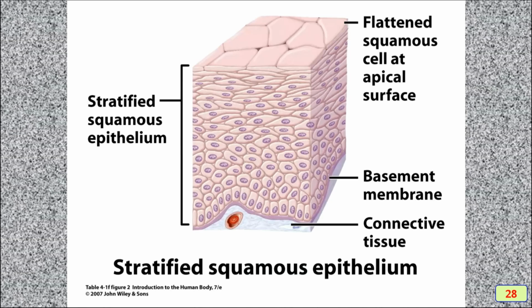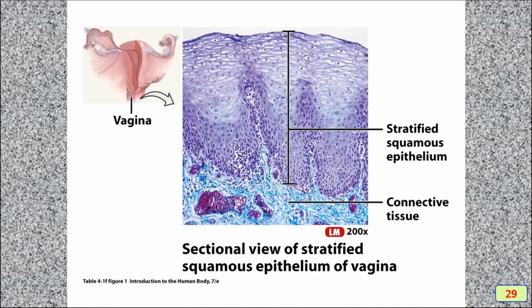This is another type of cells, stratified squamous cells, with the basement membrane and connective tissue, divided into different lobes. Stratification means it is a special type of structure, having multifactorial functions. This is the sectional view of the stratified squamous epithelium of the vagina, and these cells may be present inside the cell or outside the cell.